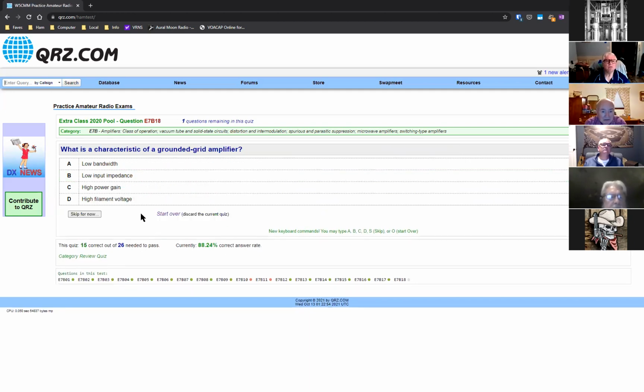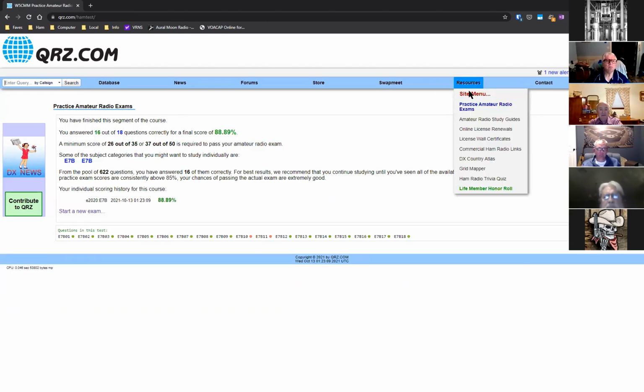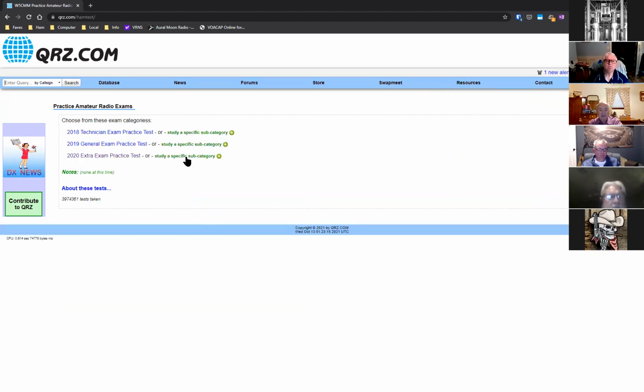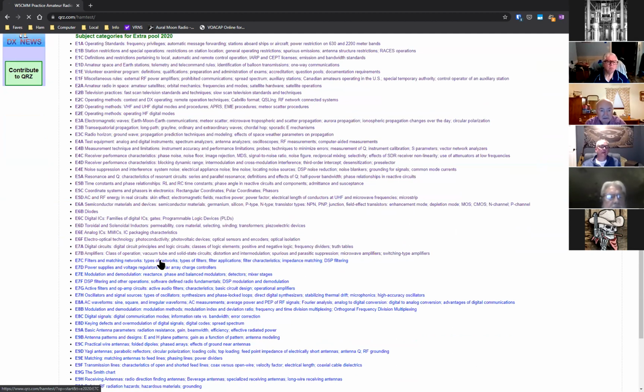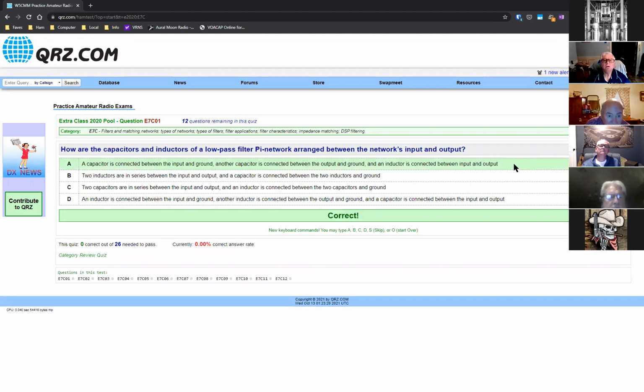What is a characteristic of a grounded grid amplifier? B, low input impedance. Okay. How are the capacitors and inductors of a low-pass pi network arranged between the network's input and output? A. Yeah, A.